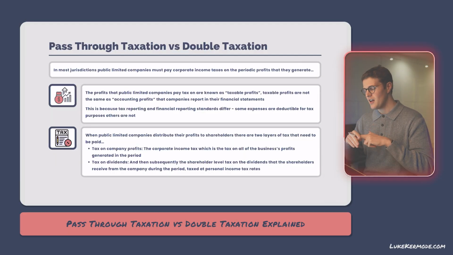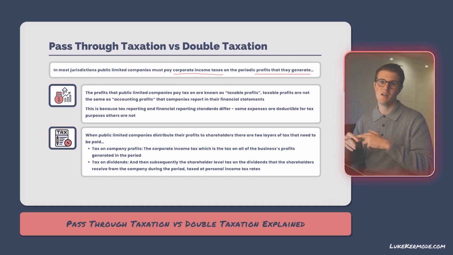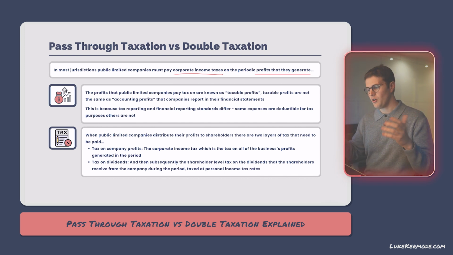Okay, so as I alluded to in the introduction, the profits that public limited companies generate are subject to two layers of tax. Firstly, let's think about the tax that the company pays. The company will pay corporate income tax on the profits that they generate. That makes sense. The company is generating profits and they pay corporation tax on those profits. That's at the company level. Before anything is paid out to shareholders or any investors, the company needs to pay corporate income taxes. And the tax that they pay is on profit known as taxable profits.